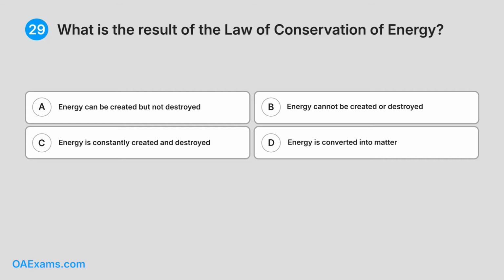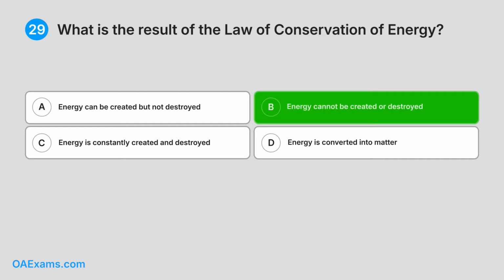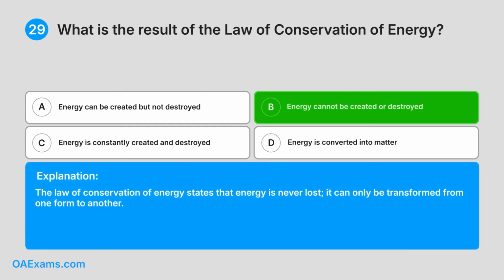Correct answer. B. Energy cannot be created or destroyed. Explanation. The law of conservation of energy states that energy is never lost. It can only be transformed from one form to another.